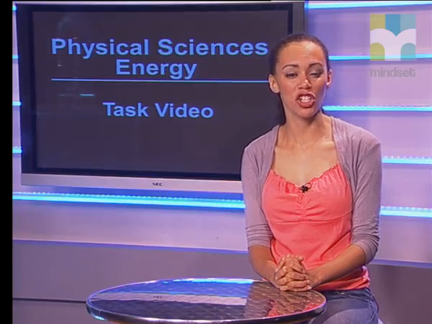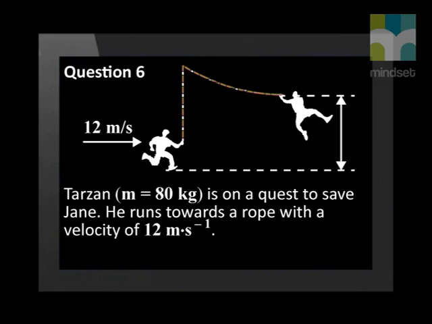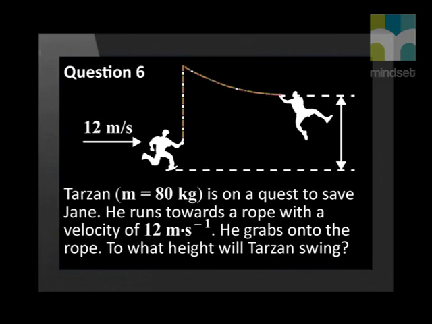Now we will do some application questions on the conservation of mechanical energy. Tarzan, mass 80 kilograms, is on a quest to save Jane. He runs towards a rope with a velocity of 12 meters per second. He grabs onto the rope. To what height will Tarzan swing?